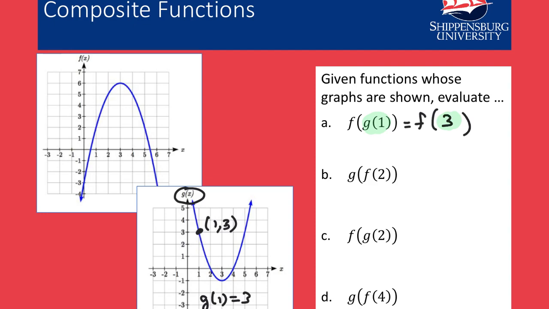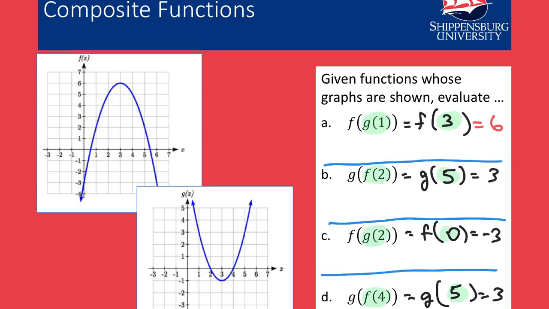So f of g of 1 is referring to f of 3. I find f of 3 in exactly the same way. I'm looking for the graph of f. I look for the input of 3. So the point right here has input 3, output 6. The fact that that point is on the graph of f means f of 3 equals 6. And so I can evaluate this as 6. So give the other 3 a try, and I'll write the answers in. So these are the answers that I got for these questions.